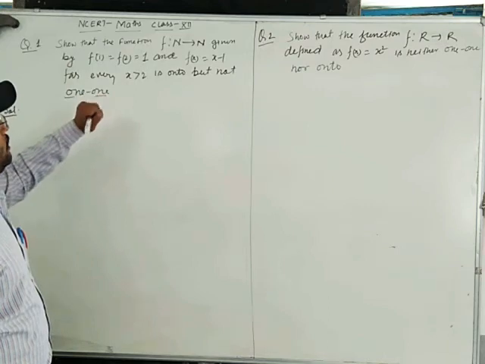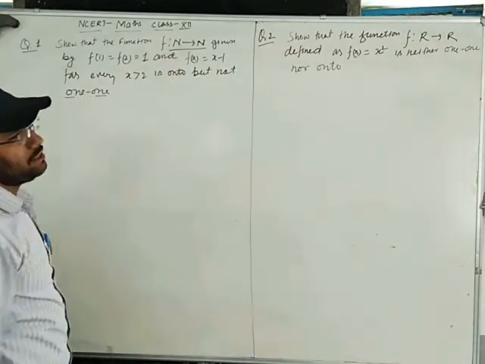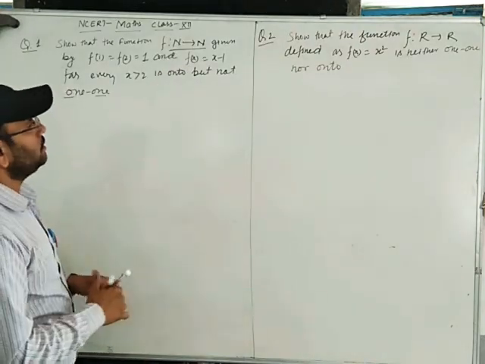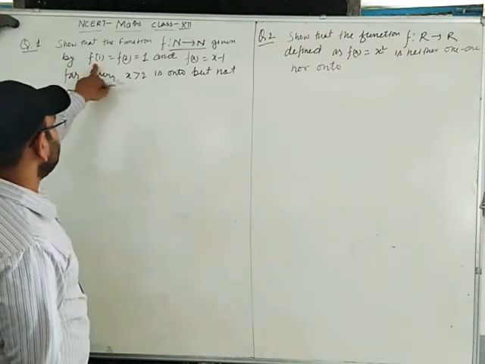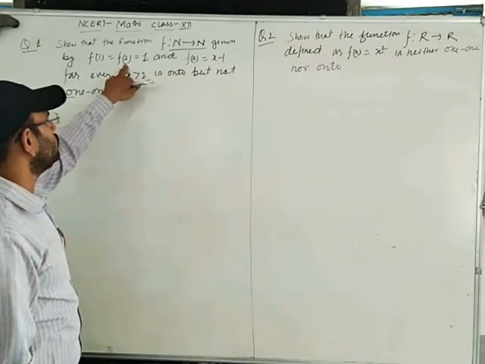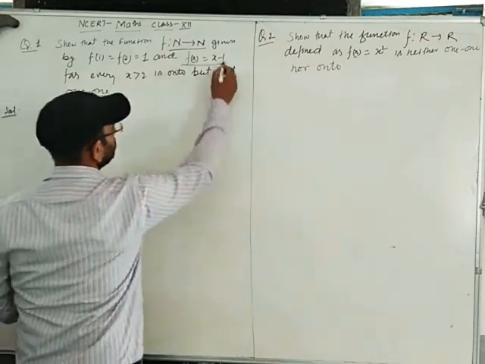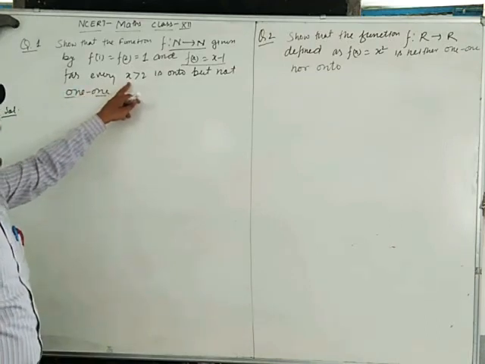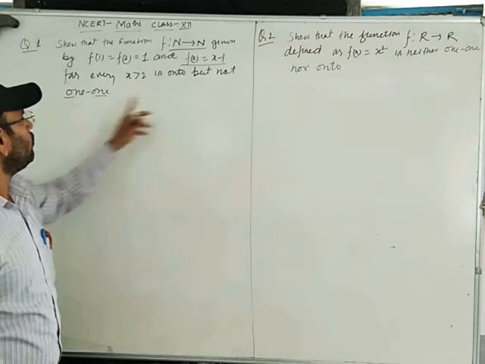Show that the function f from natural number to natural number, it means the domain is natural number and codomain is also natural number, given by a special condition that f(1) = f(2) = 1, and f(x) = x - 1 for every x greater than 2, is onto but not one-one.